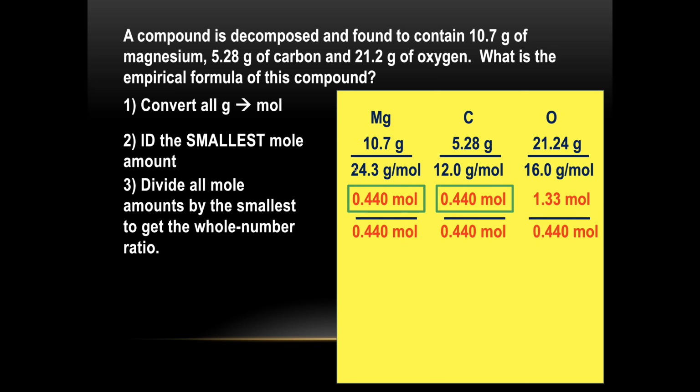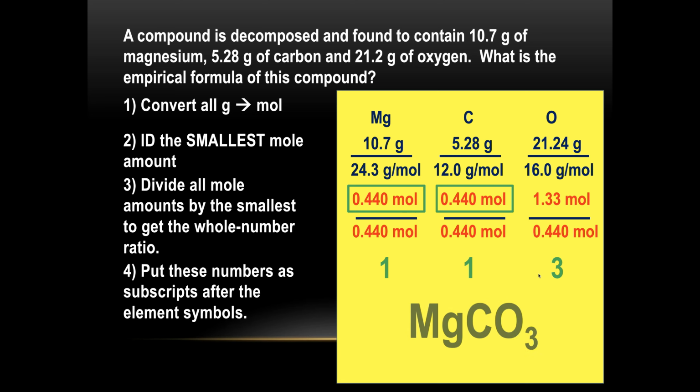Dividing a number by itself guarantees that you're going to have one. You can't simplify one any further. And any other numbers will either come out to be really close to a whole number or really close to something .5. Well, if it comes out really close to a whole number, you just leave it as a whole number. The formula is MgCO3. So again, we convert to moles, divide by small, and then what we got is empirical.